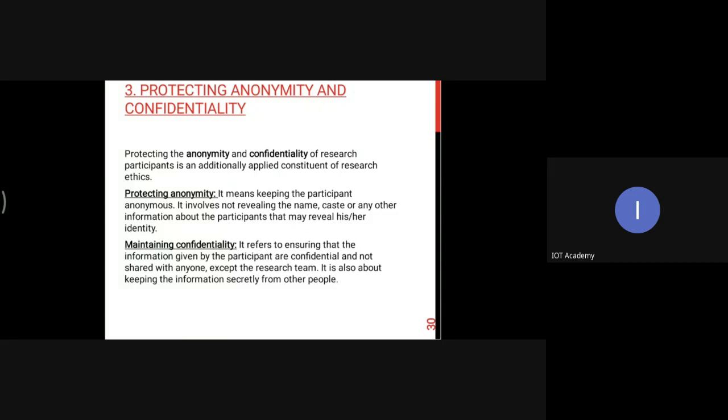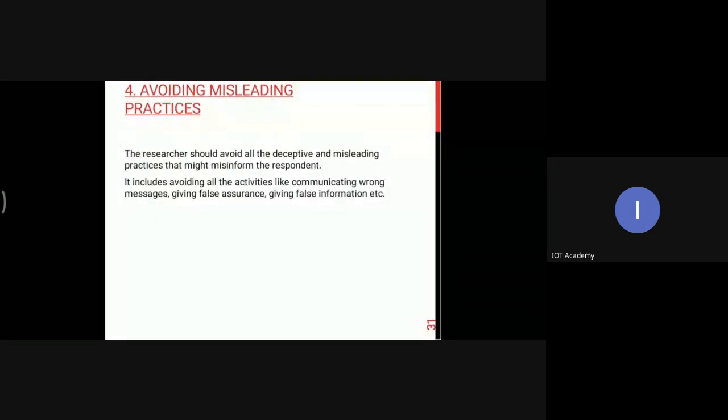However, there are certain ethics which are also related with your business, and a lot of other ethics which are related with the political. Whichever field you go, you will find ethics. They are always a part of it. And then it talks about the confidentiality, then avoiding misleading practices.